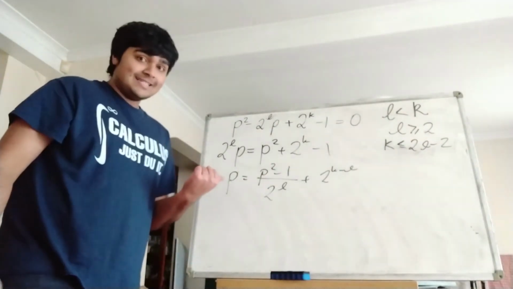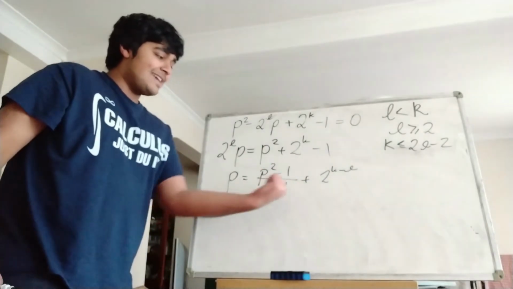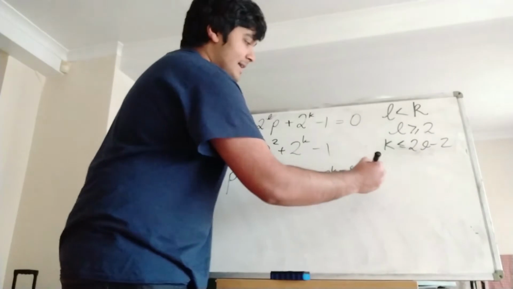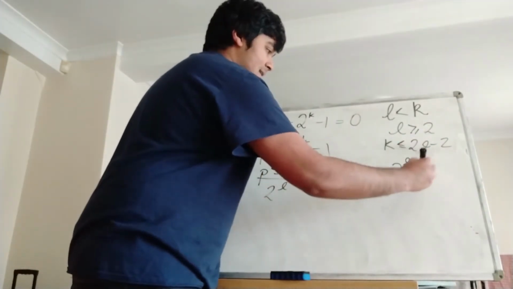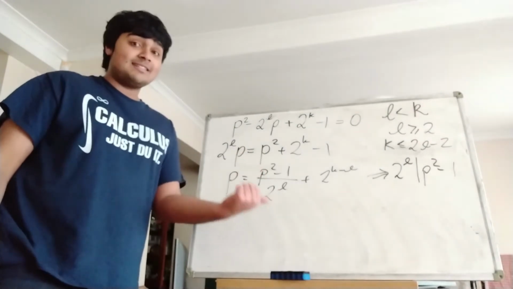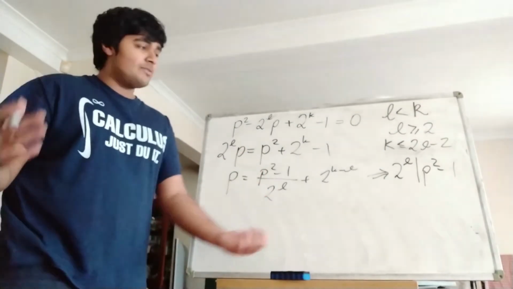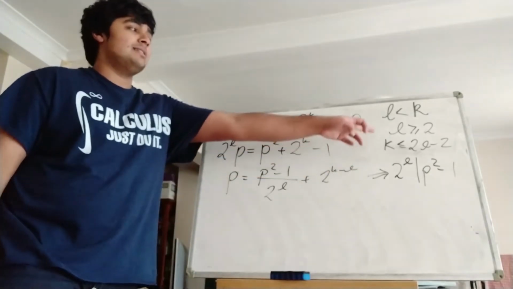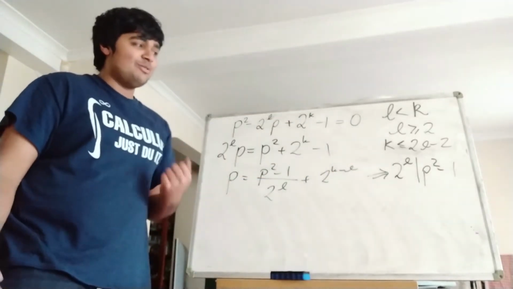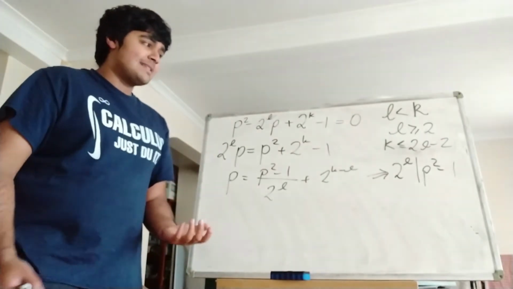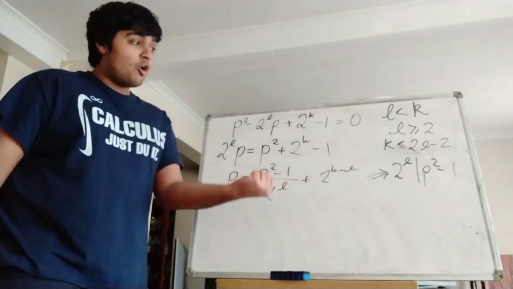And we know p is an integer, so it follows that this thing here must be an integer. So it follows that 2^l divides p² - 1. Now firstly, what does this tell us? It tells us that p certainly must be odd, because if p was even, we'd have p² - 1 being 3, and we know that 2^l is at least 4, because l is bigger than or equal to 2. So we have some number bigger than or equal to 4 divides 3, which doesn't make any sense. So p certainly must be odd, okay?